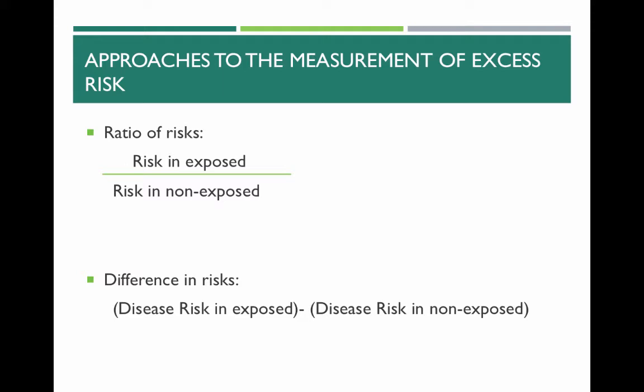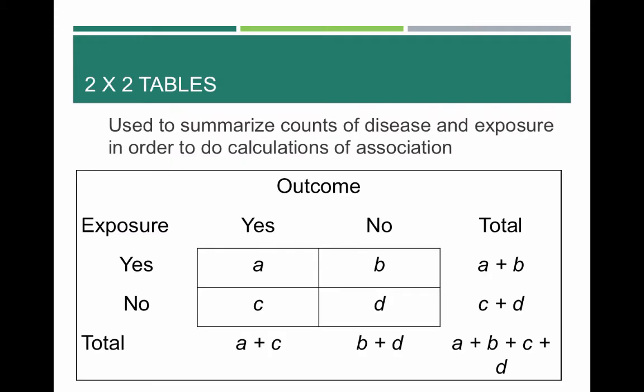So as seen in the foodborne outbreak, to determine whether a certain exposure is associated with a certain disease, we must determine whether there is an excess risk of the disease in the exposed populations. We've just seen that an excess risk can be calculated in the following two ways: the ratio of risk, or of the incidence rates, and the difference in the risks. 2x2 tables are used in epidemiology to summarize the counts of those who have the disease and those who have the exposure. So this table sets up the numbers that we use to do our calculations of associations.